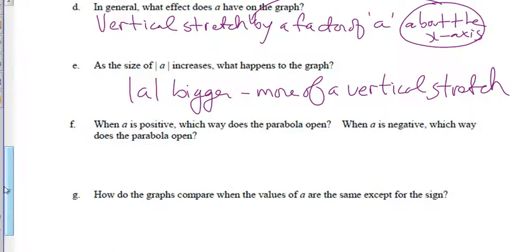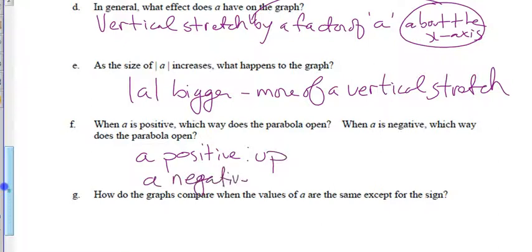When A is positive, which way does the parabola open? Upward. When A is positive, up. When A is negative, not to be confused with blood types, down.